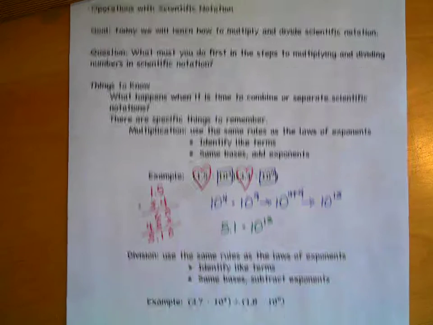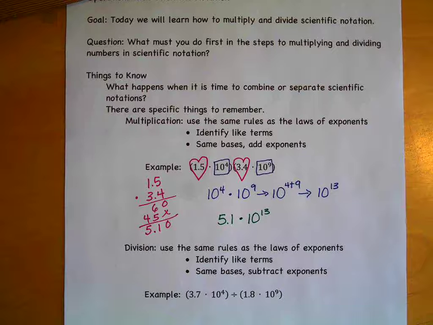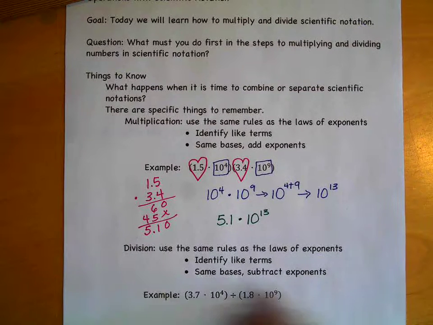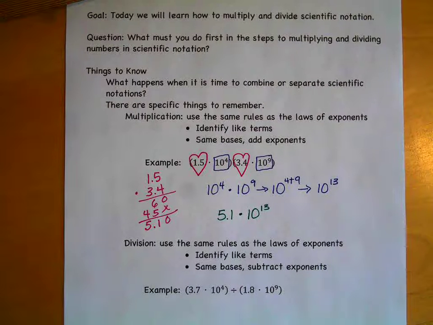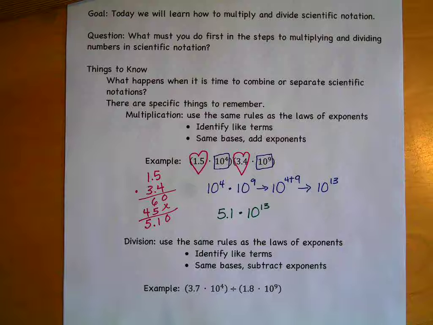Okay? Now let's look at division. Division is very similar to multiplication. The only difference is the operation. So when you're dividing, use the same rules of the laws of exponents: identify the like terms, figure out what your same bases are, and subtract the exponents. So again, here are the decimal numbers.